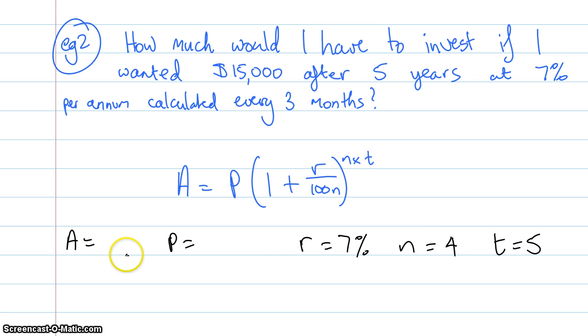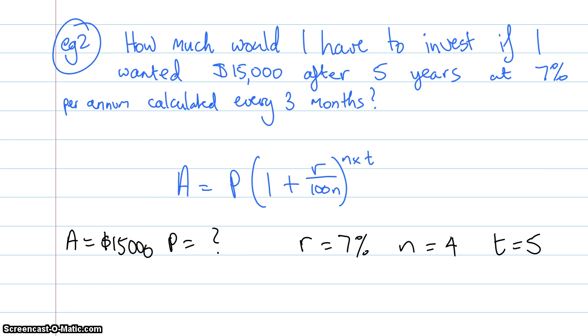Now, I guess the question is, do I have A or do I have P? In the previous question, I was told I had $10,000, so that's how much I started with. That was my P. In this case, I actually don't know how much money I've got, because that's the question. So it's slightly different. In this case, I actually know what I want to have. I know the total amount, and I don't know the principal. So that's the thing I don't know.